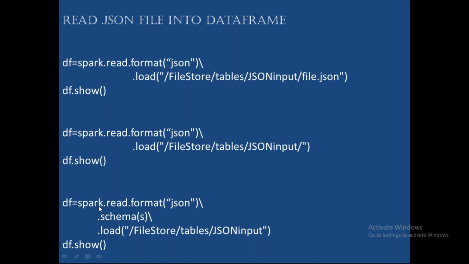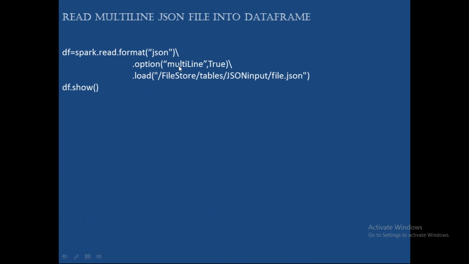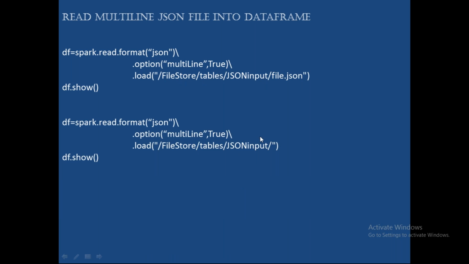So this is the syntax, friends. Now let's see how to read a multi-line JSON file into a data frame. This is the only option you need to use: option multi-line equal to true. Here I'm reading a single file. Let's say here I'm trying to read an entire directory. In the directory I have multiple multi-line JSON files, so all those files I can read. The only thing is I need to provide my location up to the directory, and the option is multi-line true.